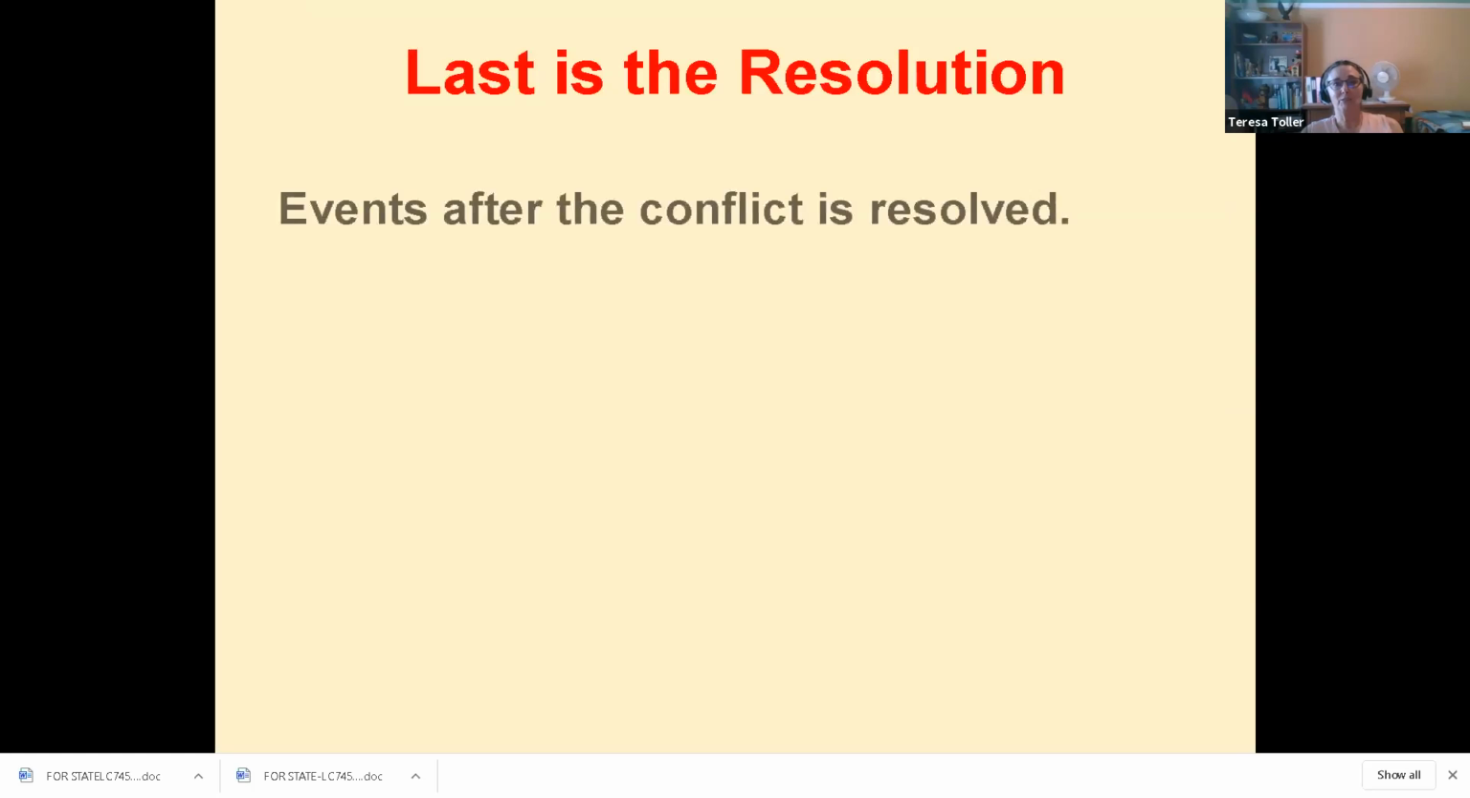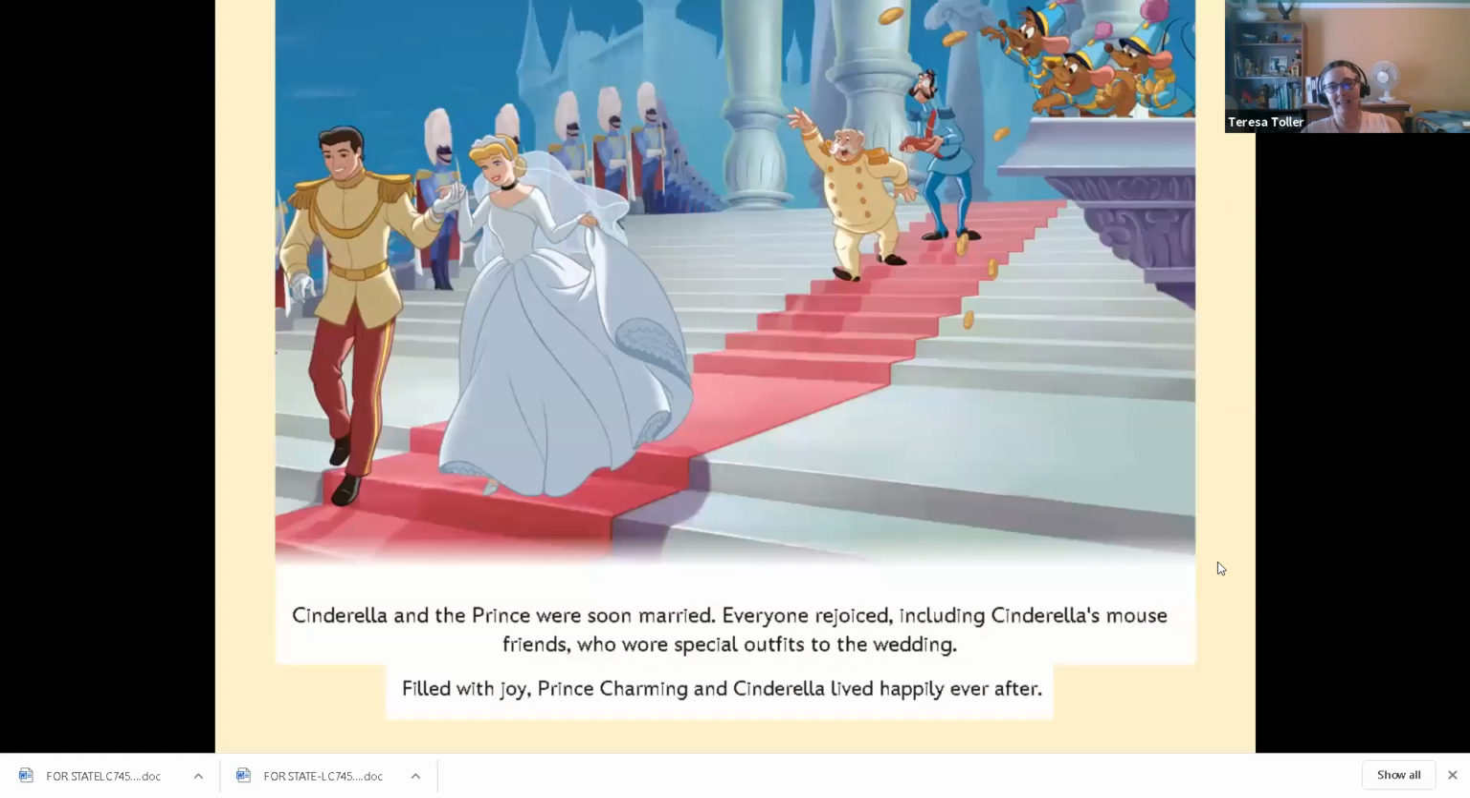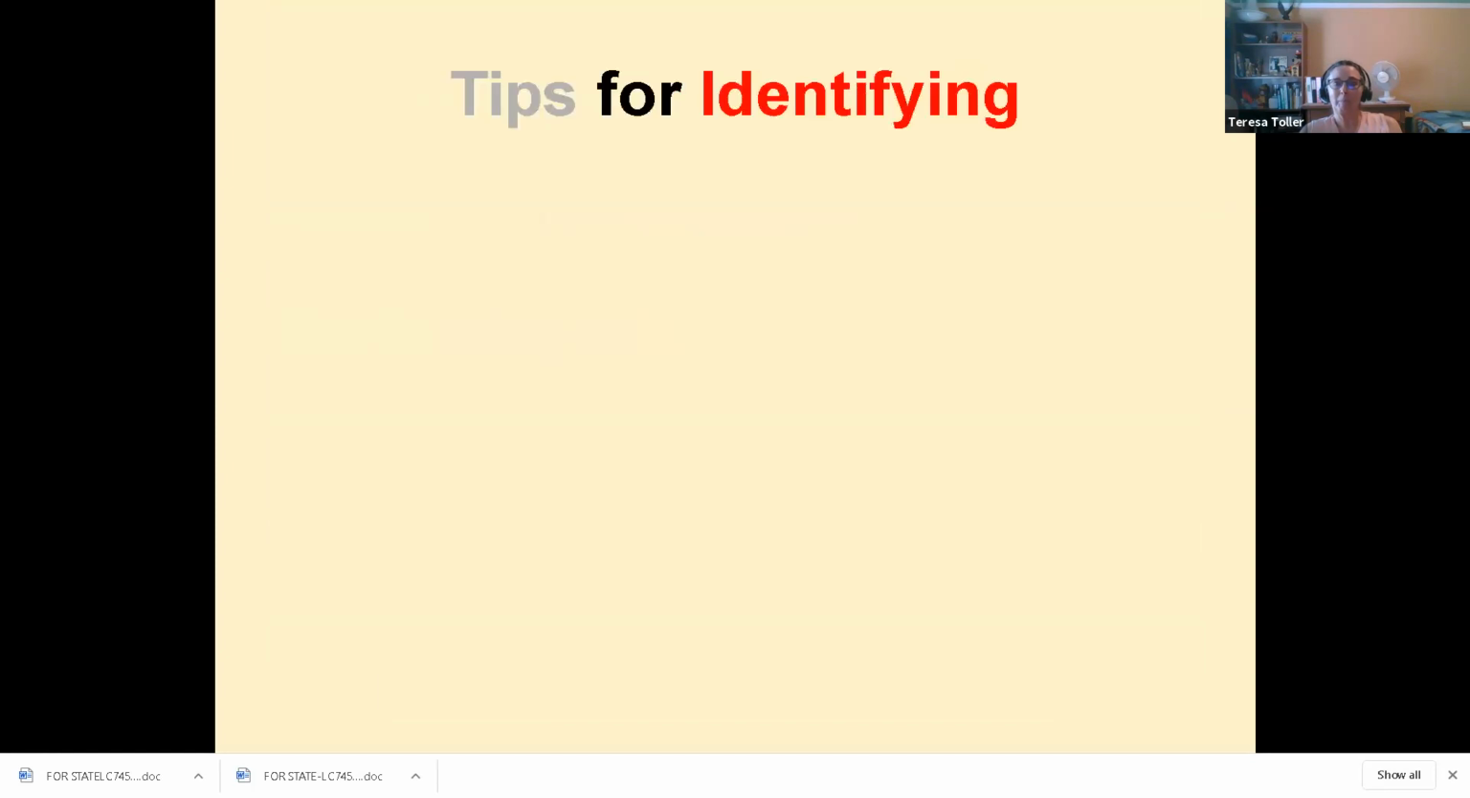Now we have the resolution. In fairy tales, this is where they lived happily ever after. So resolution, the conflict is over. It's how the story ends. So the prince and Cinderella were married. Everybody rejoiced, and they lived happily ever after.